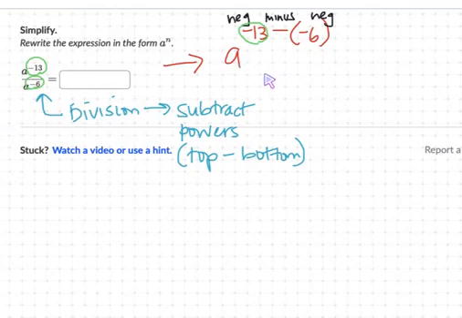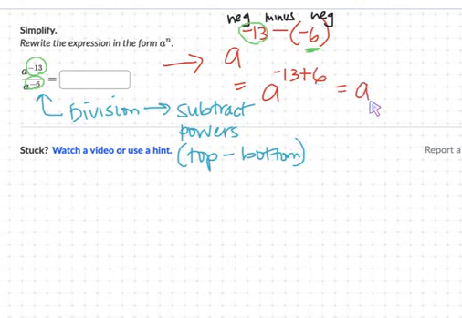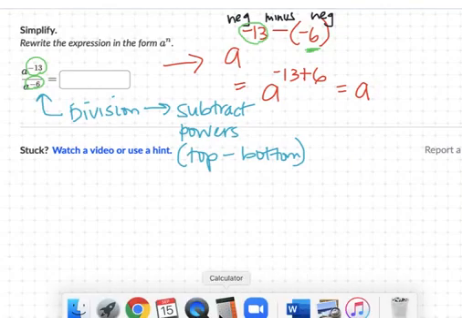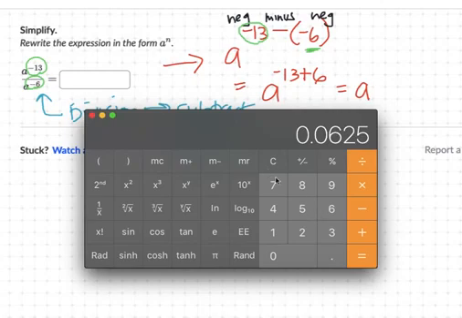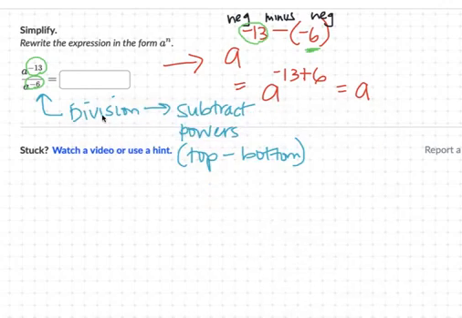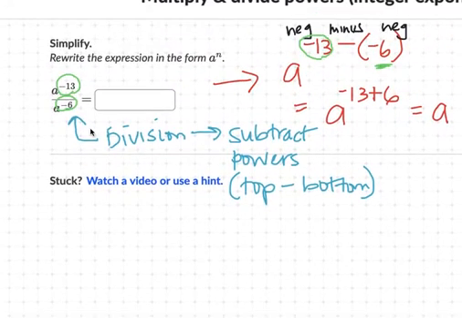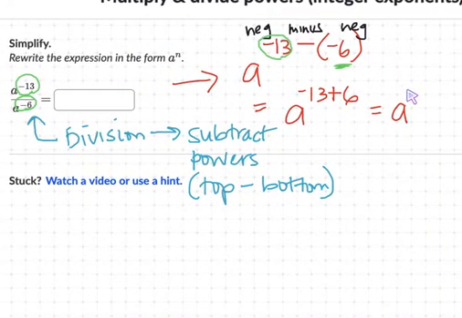Okay, so what is this going to equal? This equals a to the negative 13. These are 2 minuses next to each other, so they become a plus 6. So it becomes a to the negative 13 plus 6. You could use your calculator for that. Negative 13 plus 6. So that's negative 7. You can either use your calculator for it or you can do it in your head.